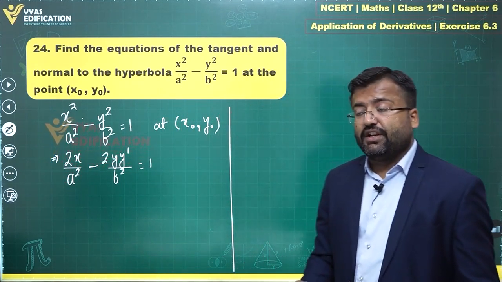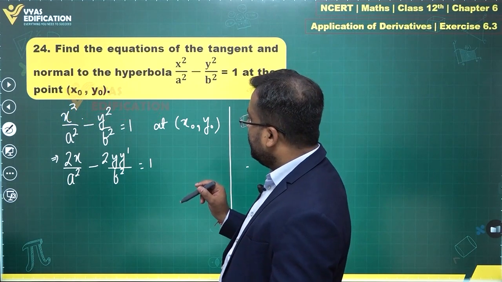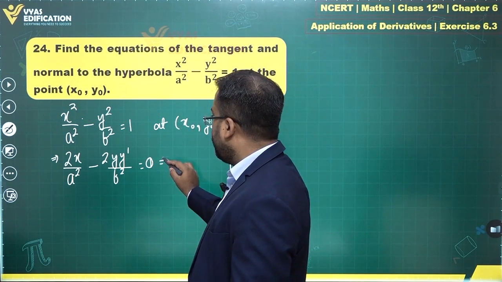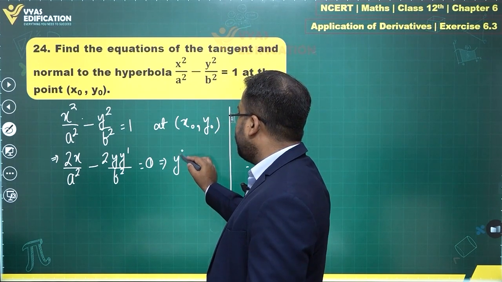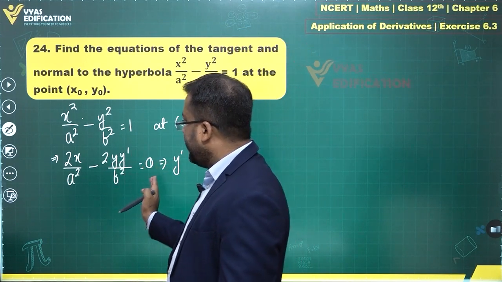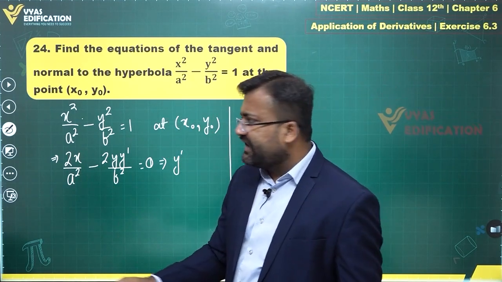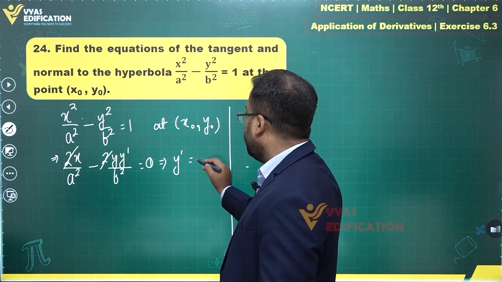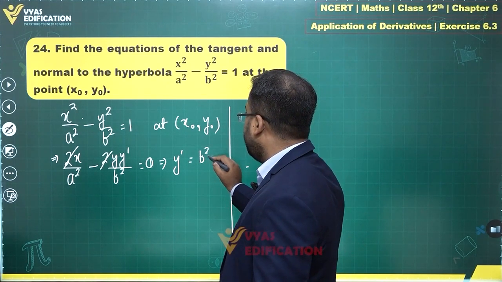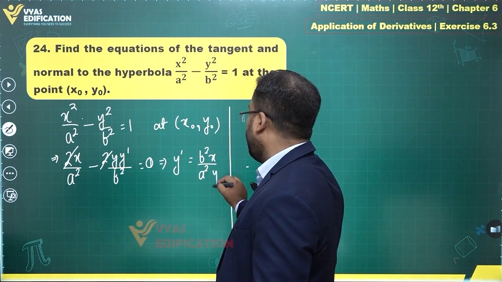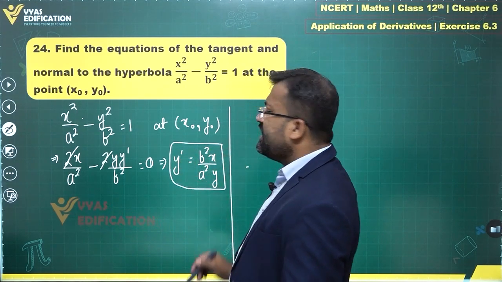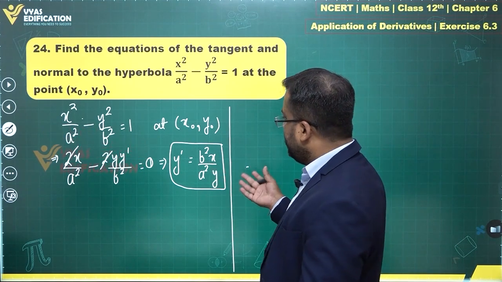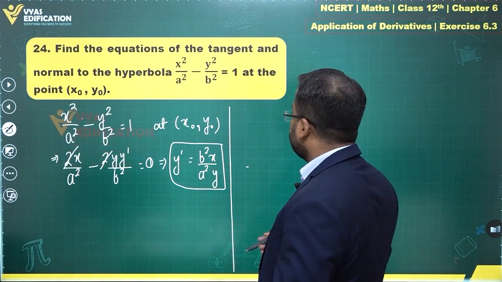This is what we are interested in, right? And this is equal to 0 by the way. So from here what I'll observe is y prime is equal to what? This will come on the right hand side, this will remain on the left hand side, the 2's will get cancelled, and b square x upon a square y is what I'll get. This is the derivative, this will tell me the slope of tangent.